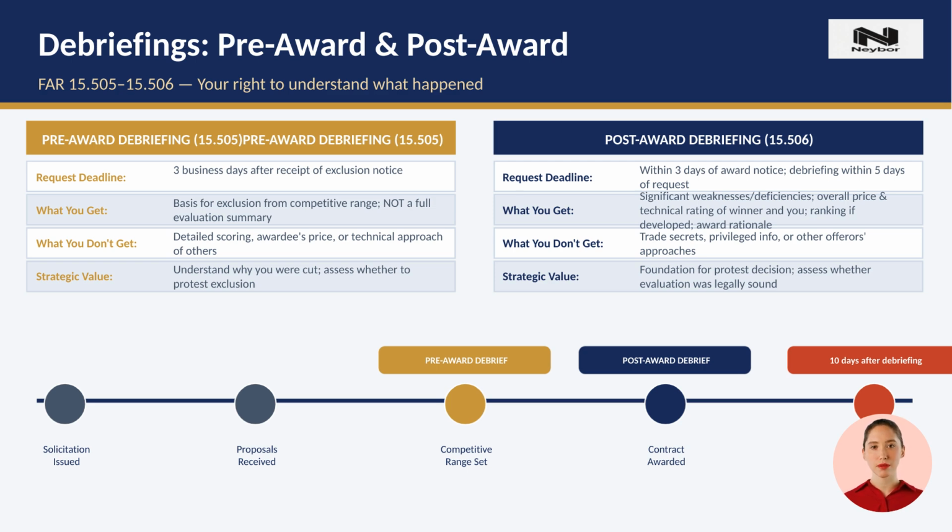The post-award debriefing under FAR 15.506 is more valuable. After award, disappointed offerors can request a debriefing and learn their significant weaknesses and deficiencies, how they were rated overall compared to the awardee's overall price and technical rating, and the rationale for the selection decision. This information is often the foundation for deciding whether to protest. The protest clock, typically 10 days at the GAO, begins running after a debriefing.